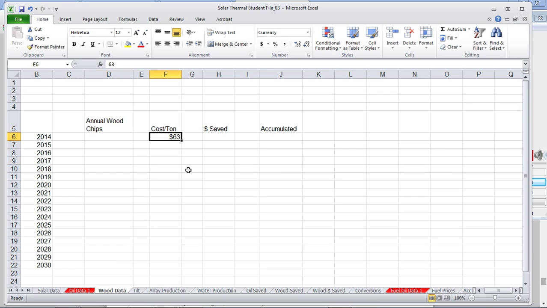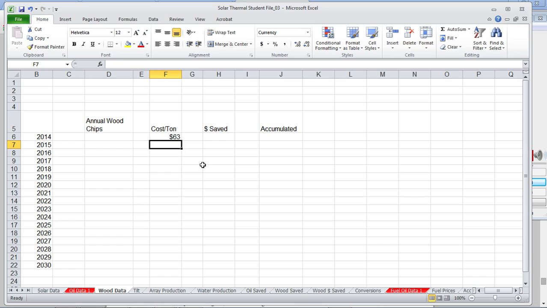The cost per ton has been given to us in 2014. That is $63. That was given to us by Glenn LaPlante from Green Mountain College Facilities. I talked with the Biomass Energy Resource Consortium recently, and they told me that historically the cost of wood chips has been less than inflation.